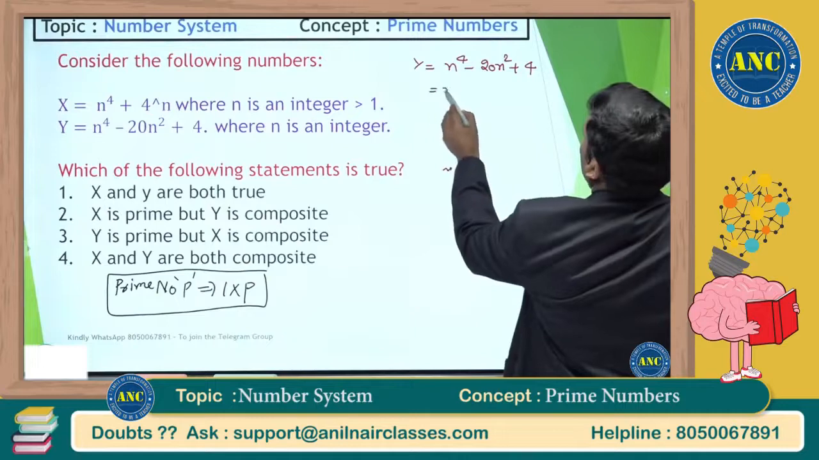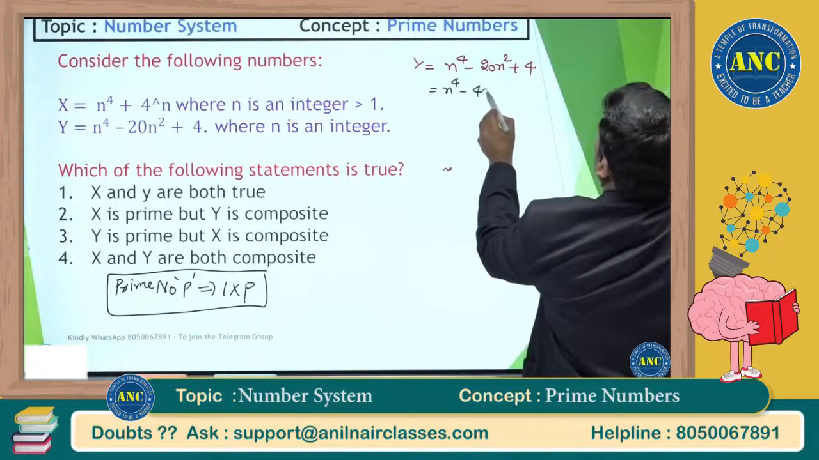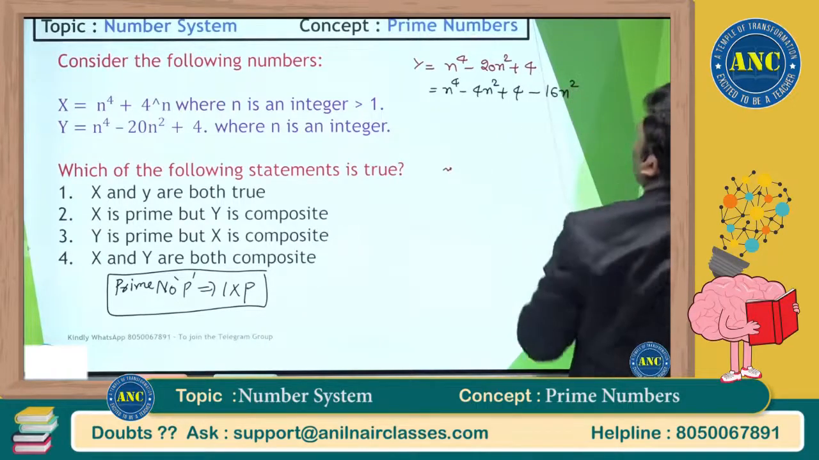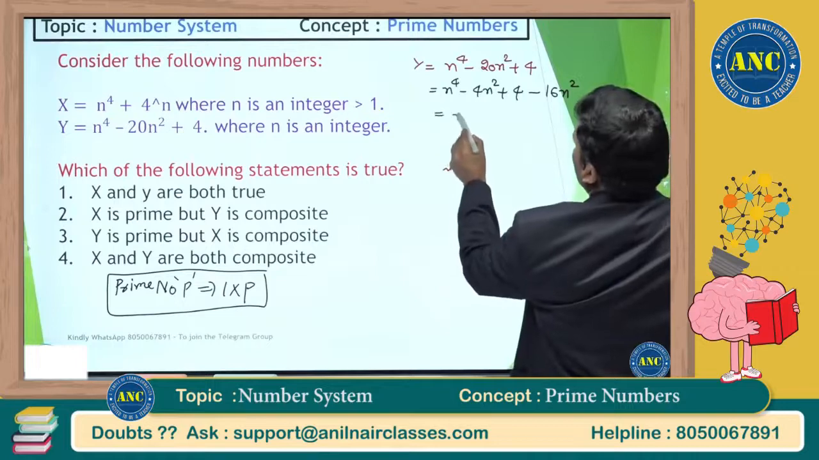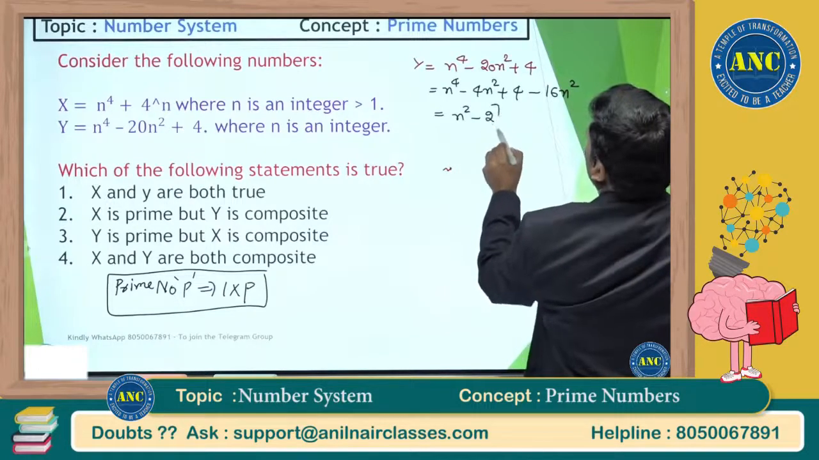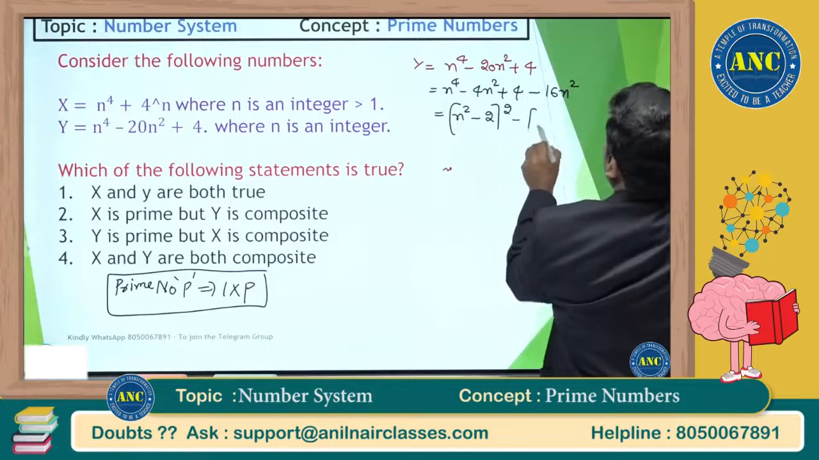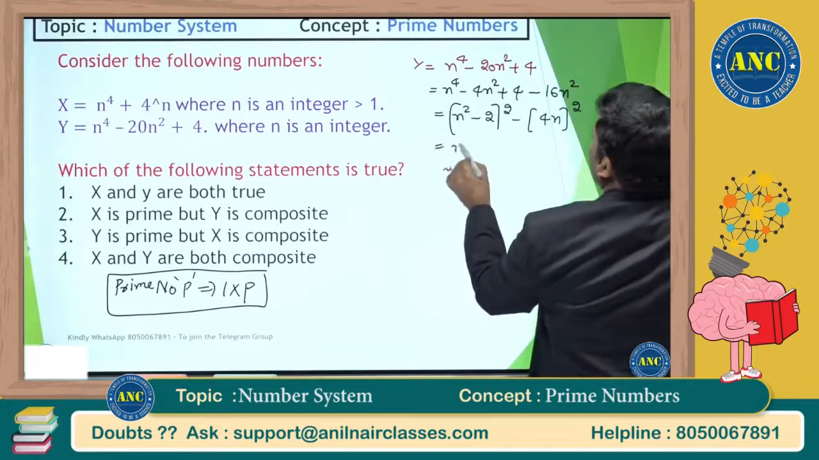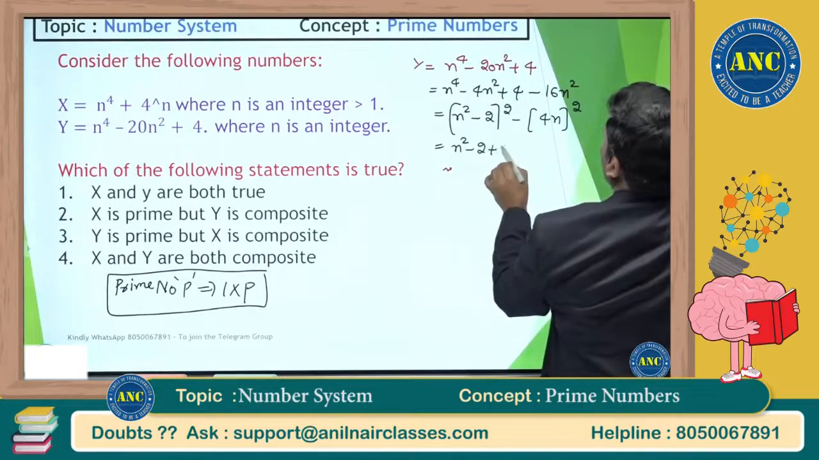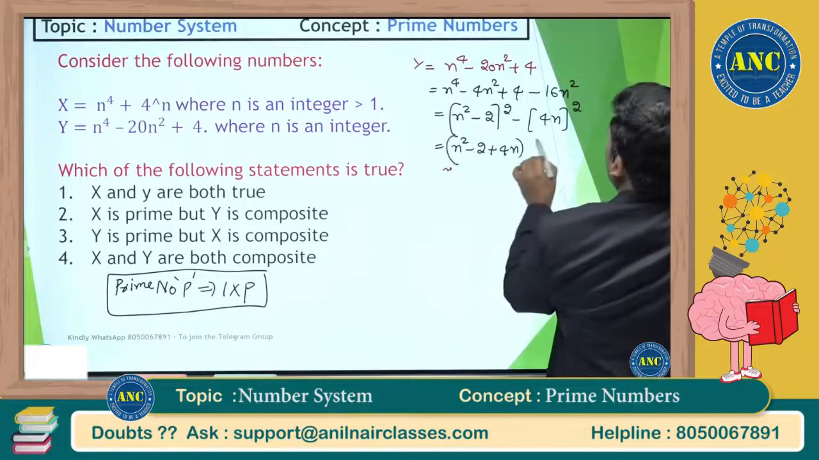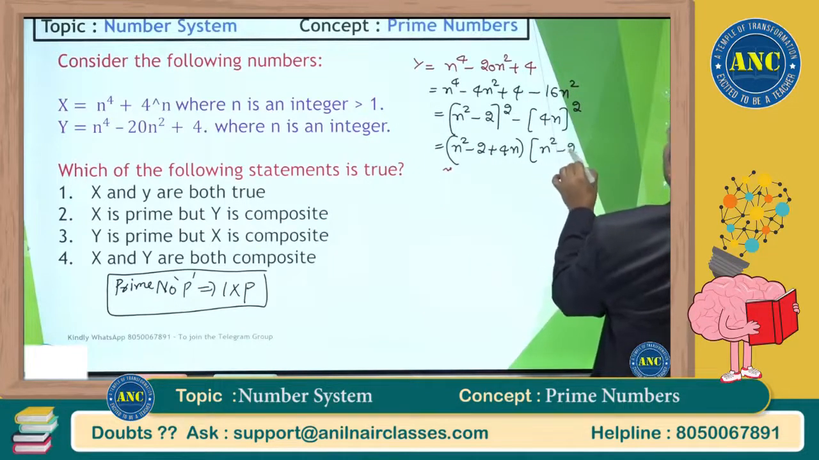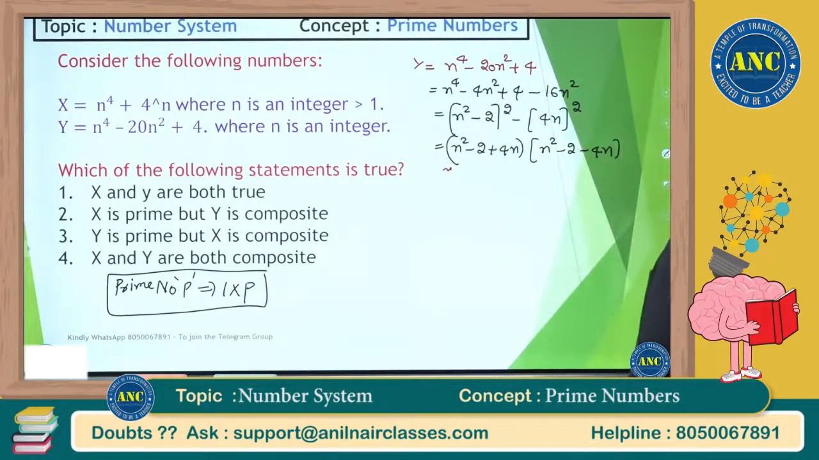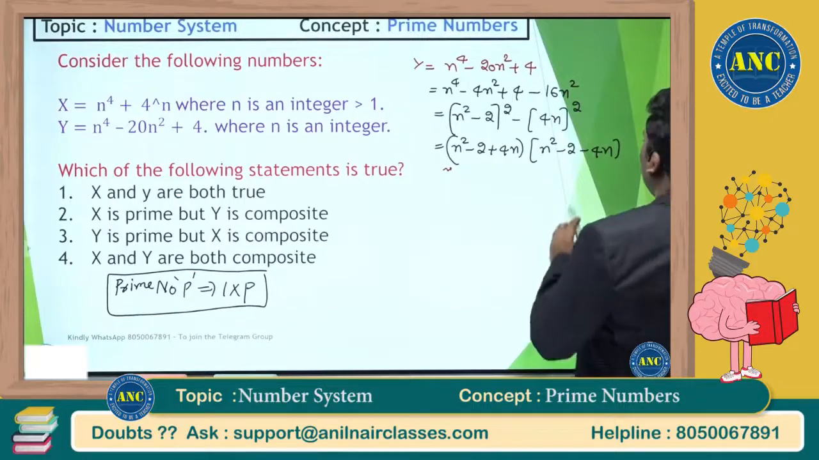Now see here. Can I write it like this? n power 4 minus 4n square plus 4 minus 16n square. Are you all with me? This is nothing but (n square minus 2) whole square minus 16n square, which is (4n) whole square. This is (n square minus 2 plus 4n)(n square minus 2 minus 4n). Are you with me? Yes or no?